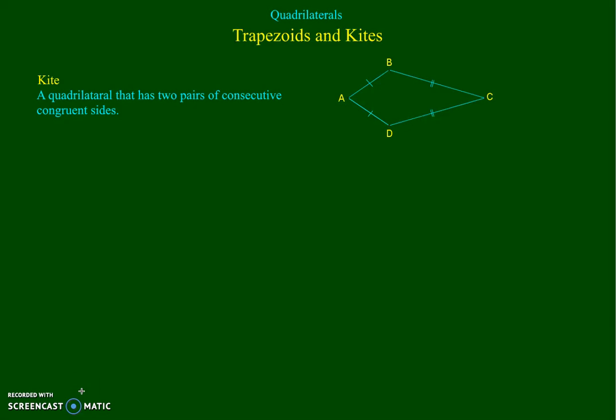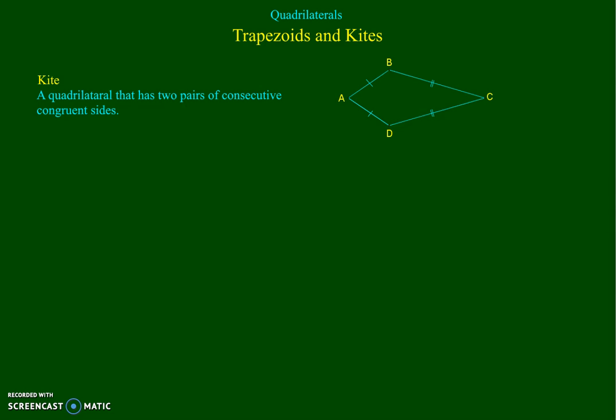This is part 9 of the series Quadrilaterals, and in this part we're going to talk about kites. A kite is a quadrilateral that has two pairs of consecutive congruent sides. So here you can see two pairs of consecutive congruent sides. And it has a couple of other properties that we're going to look at.